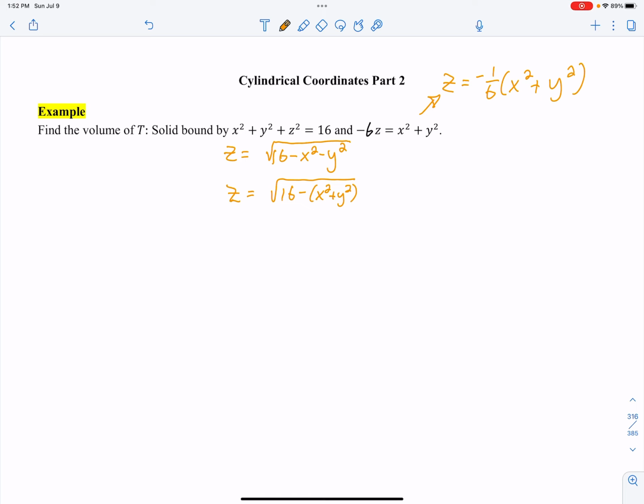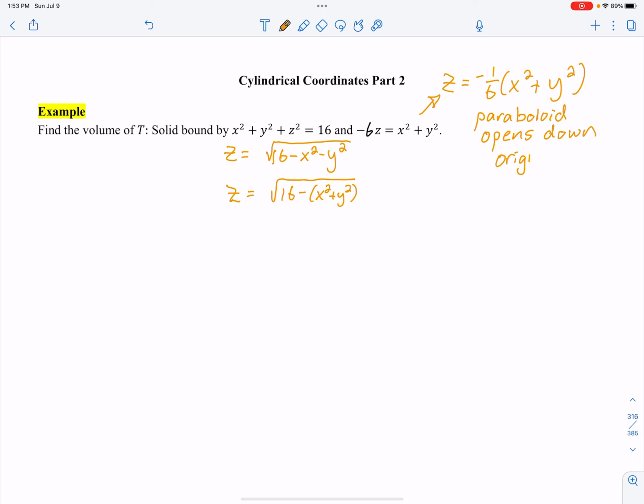Okay, so we need to think about this. This is a cone. I lied to you guys. That is a paraboloid. Okay, and it opens down. Opens down because of the negative. The 1/6 is going to make it wider. We don't care. It opens down. It is at the origin. It's not moved up at all.